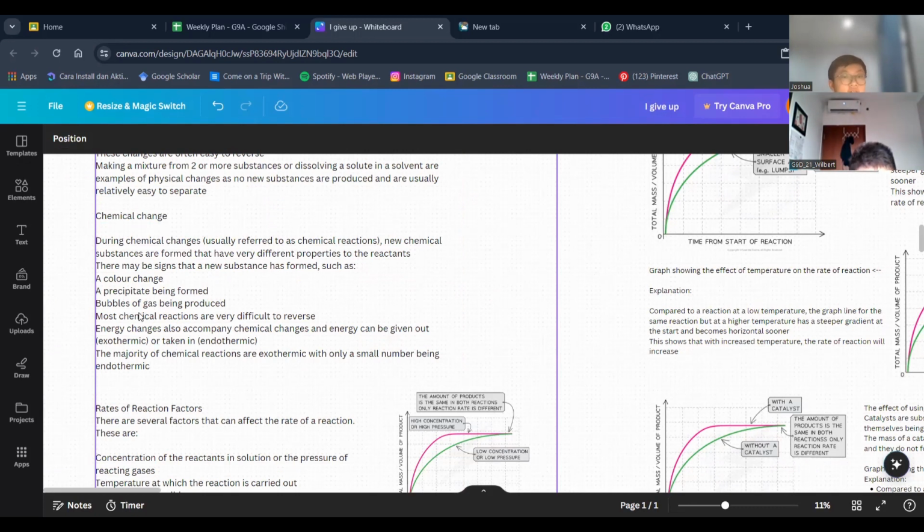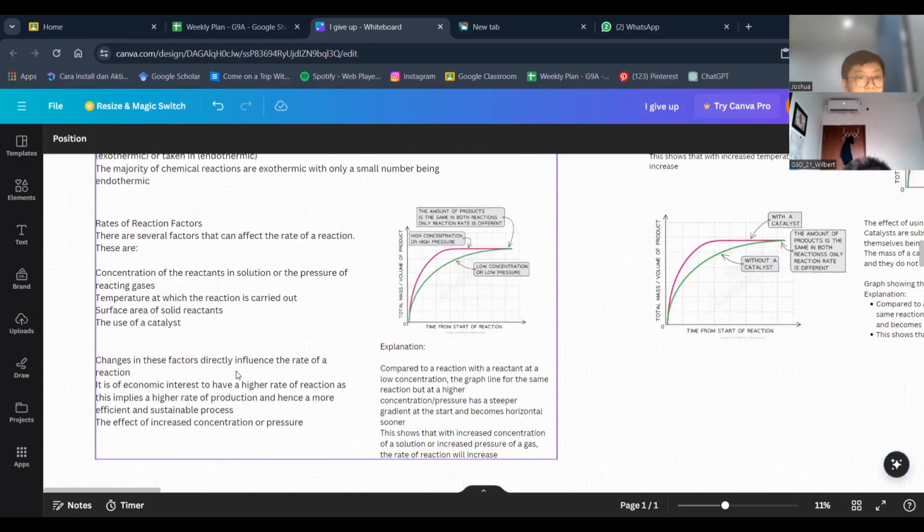Energy changes also accompany chemical changes, and energy can be given out, exothermic, or taken in, endothermic, like the topic you just explained before. So the majority of chemical reactions are exothermic, with only a small number being endothermic.